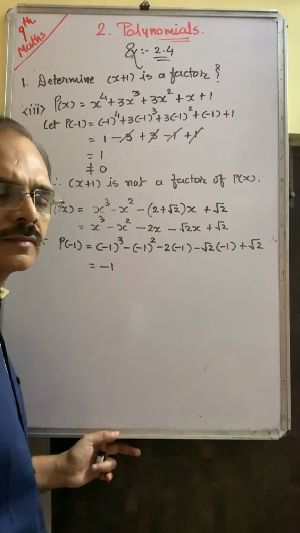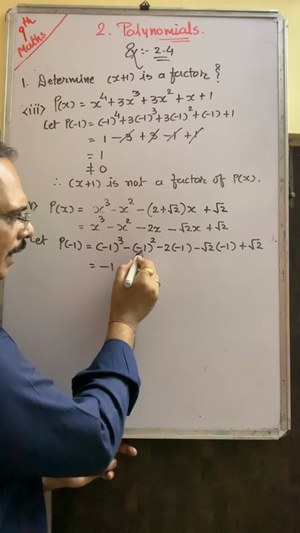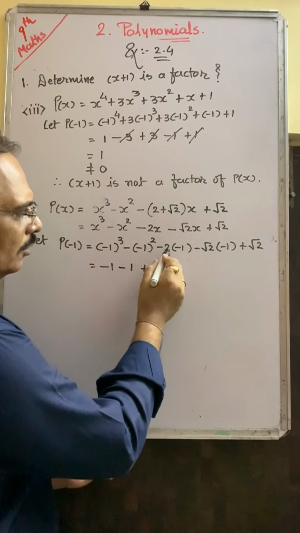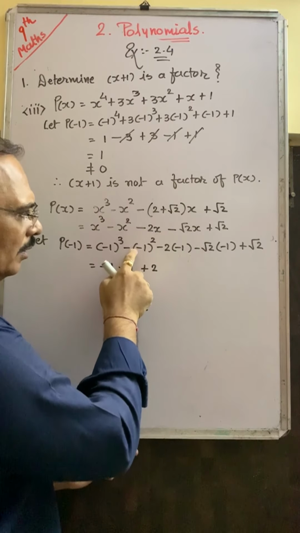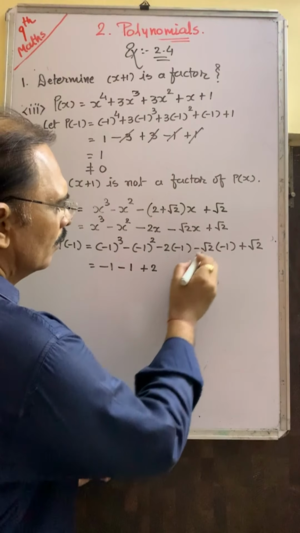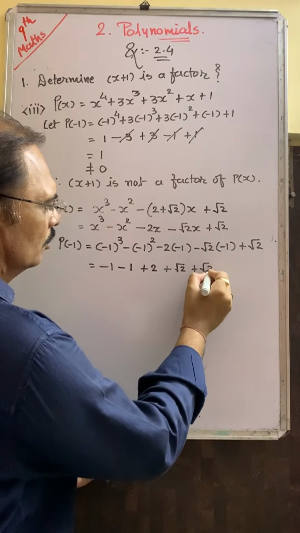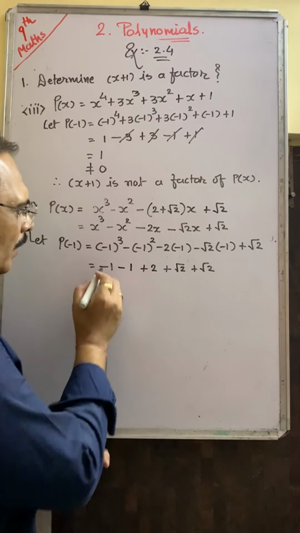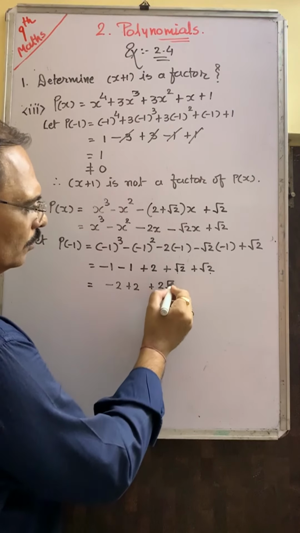Minus 1 cube is minus 1 because the power is odd. Minus this, minus 1 square is plus 1. Don't write minus minus plus, because minus 1 square is plus 1. This term is plus 1. Plus 1 minus 1 minus 1. Is it okay? Minus minus plus, root 2 ones are root 2, plus root 2. See, minus 1 minus 1 minus 2 plus 2. Root 2 plus root 2 is 2 times root 2.